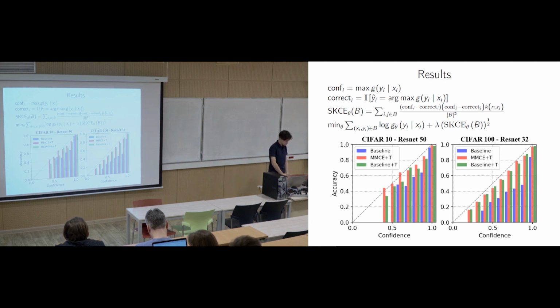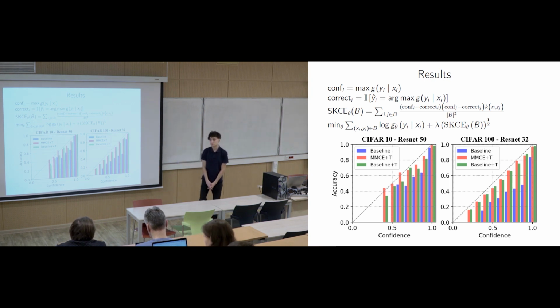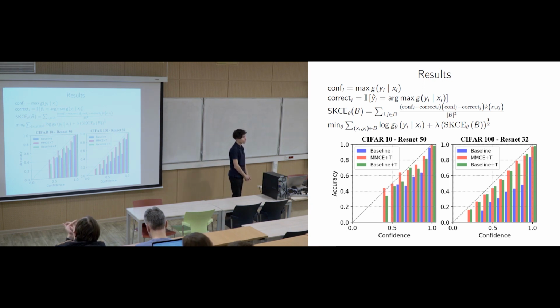And what about this lambda? How do they tune it? I think they tune it on the. They either tune it on validation or they just set it to a fixed value. Does it depend on the size of a batch? They just did experiments with fixed batch size. And do they compute SKCE on training data or on validation data? This is on training data, I believe. Yes, this is all on training.